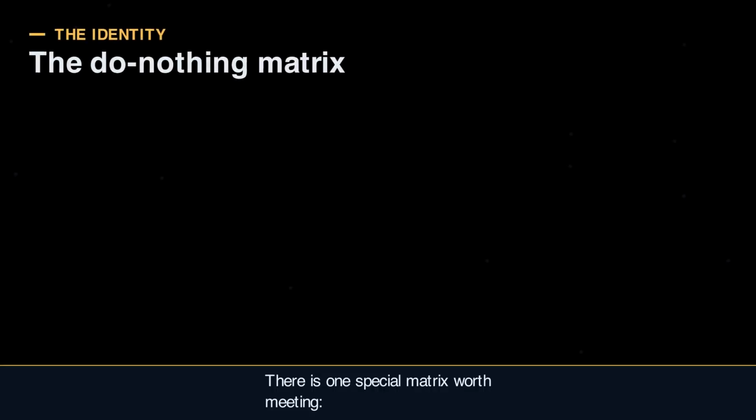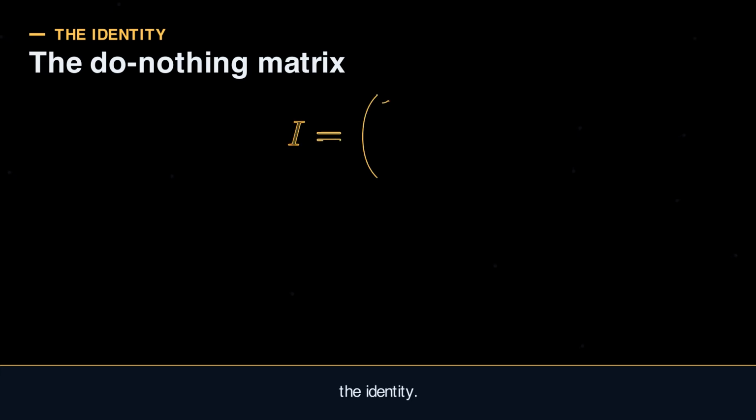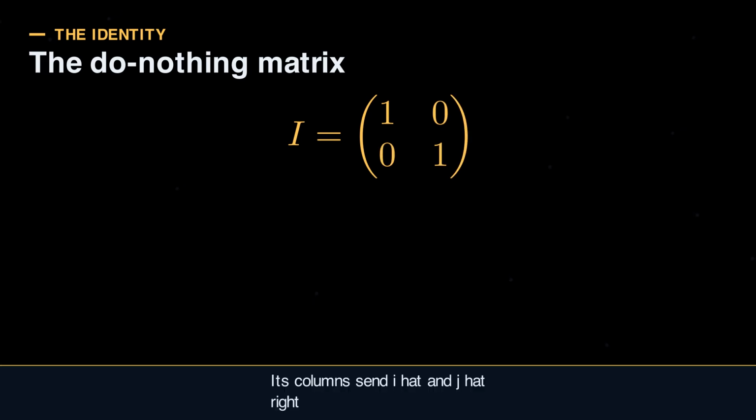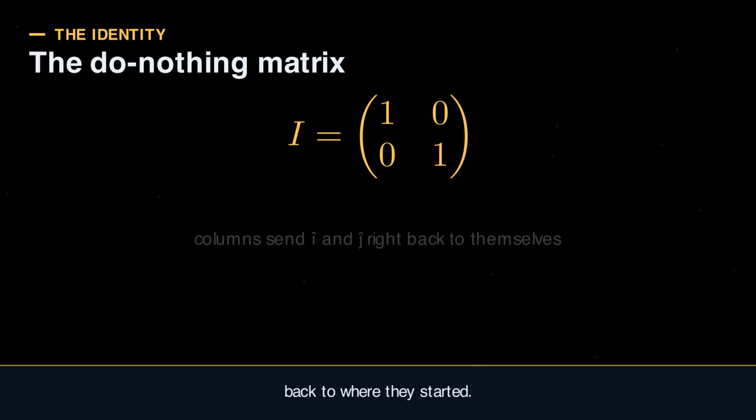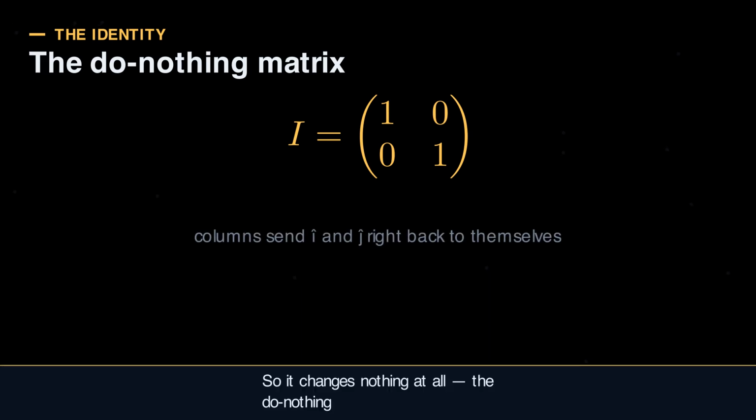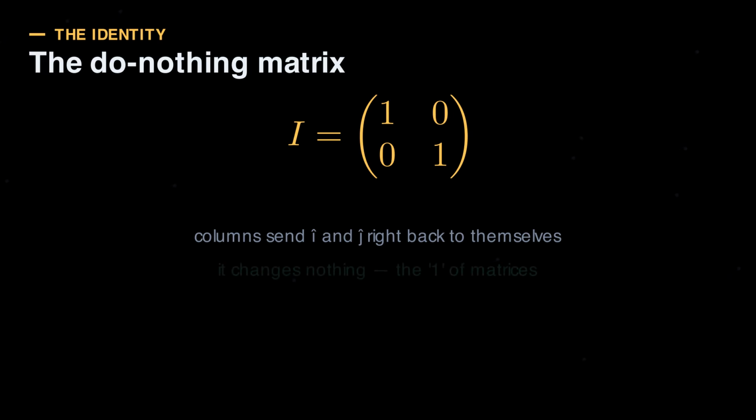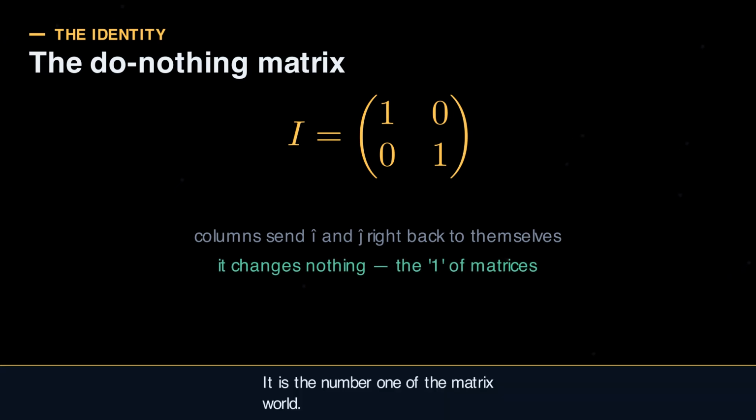There is one special matrix worth meeting, the identity. It has ones on the diagonal, zeros elsewhere. Its columns send i hat and j hat right back to where they started. So it changes nothing at all, the do-nothing transformation. It is the number one of the matrix world.